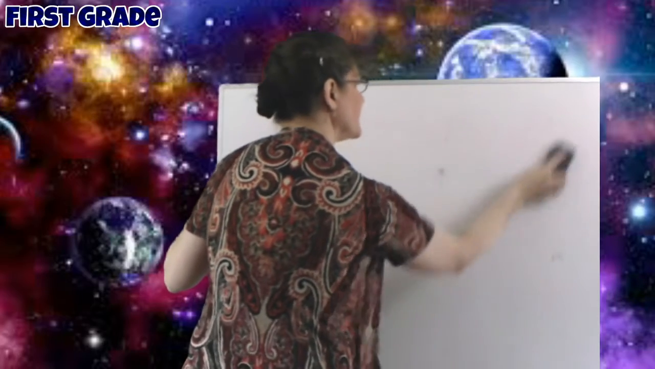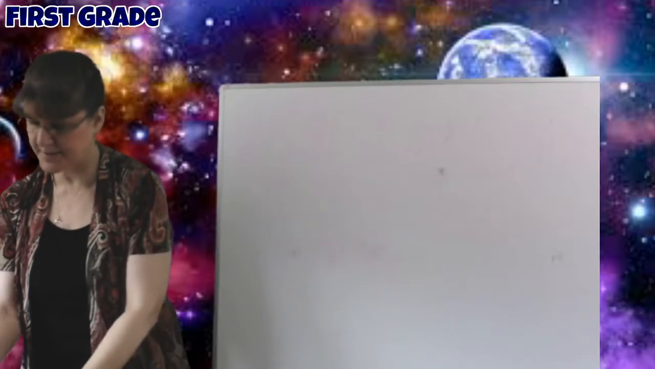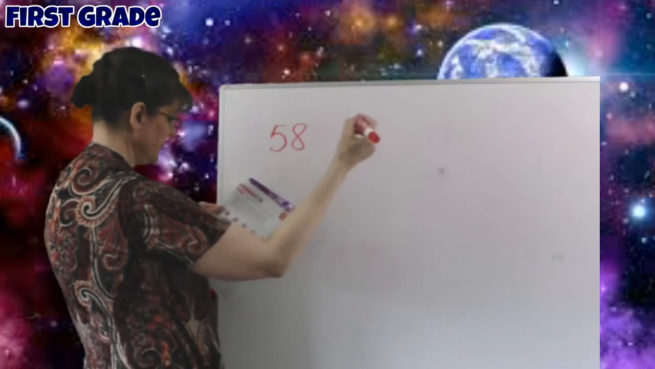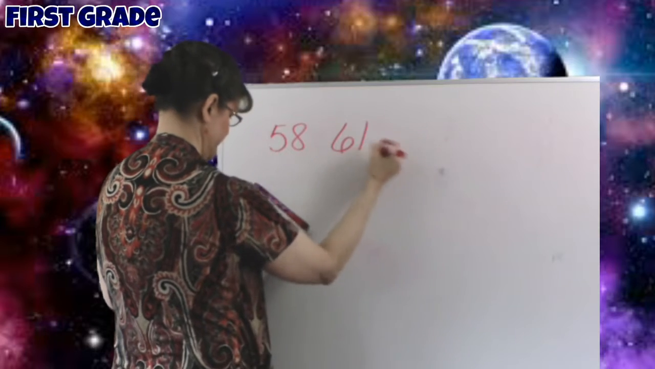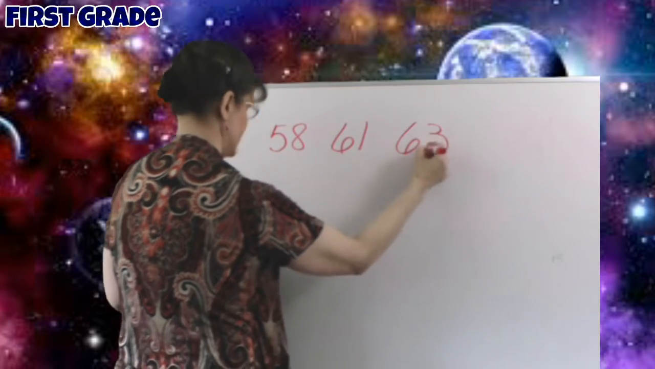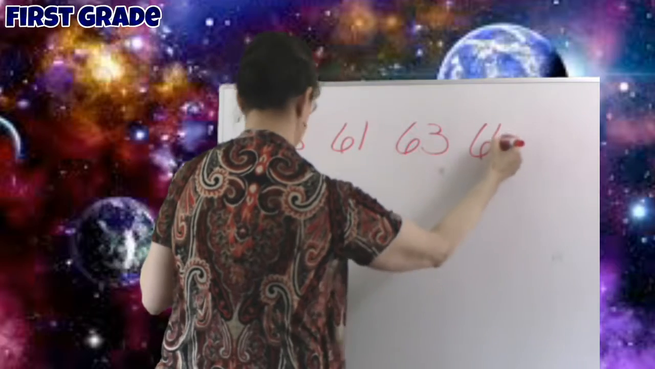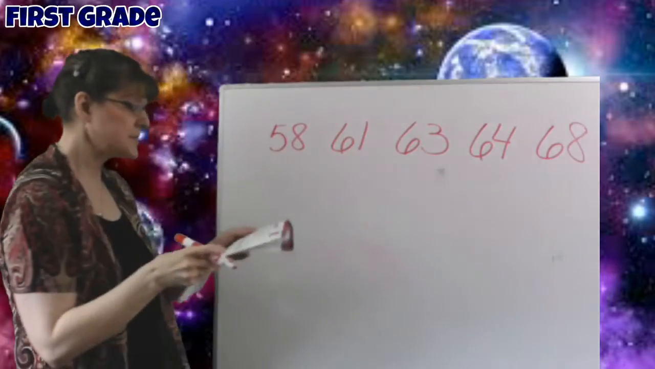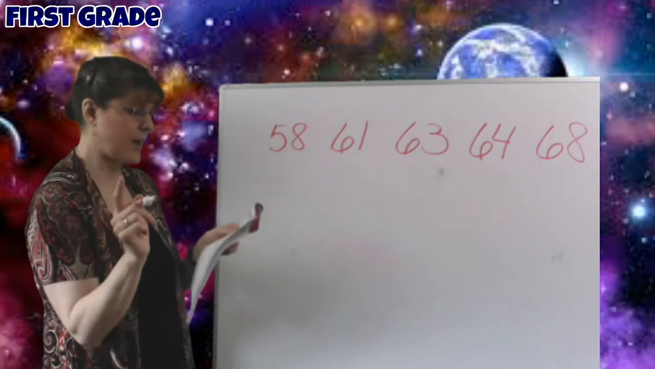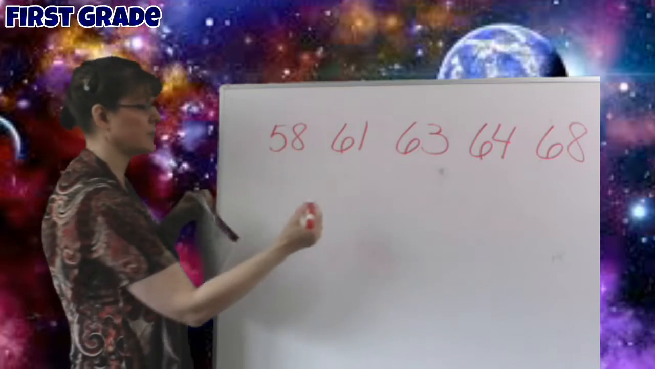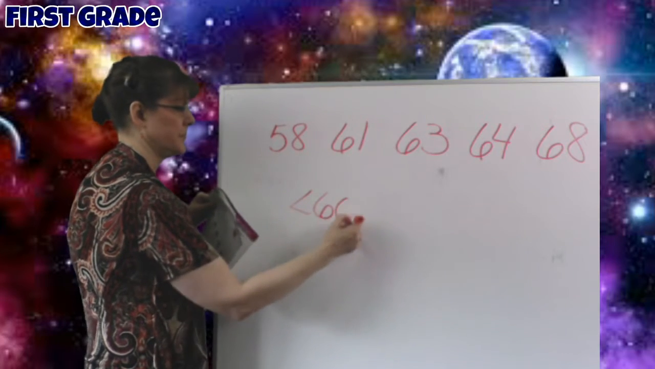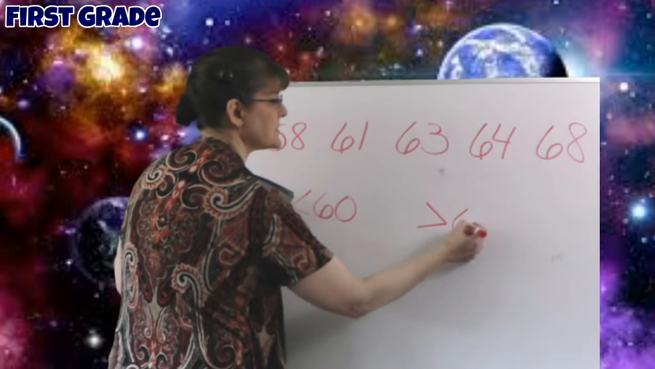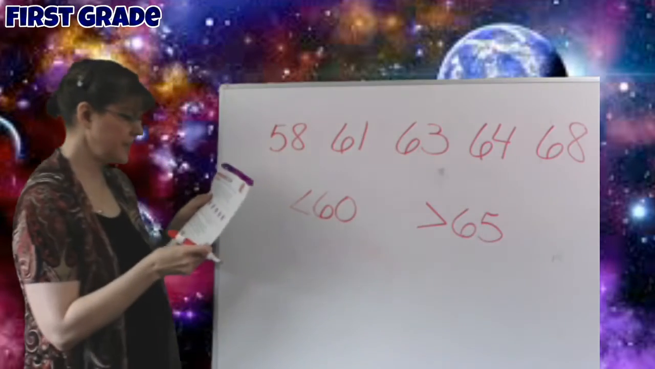Our next story is Felipe. Felipe has these number cards. He has a 58, a 61, 63, 64, and 68. Let's listen to the story of Felipe. It says Felipe has these number cards. He gives away, so this time we're going to cross out, cards that are less than 60. And he gives away cards that are greater than 65. So let's find out what's left.